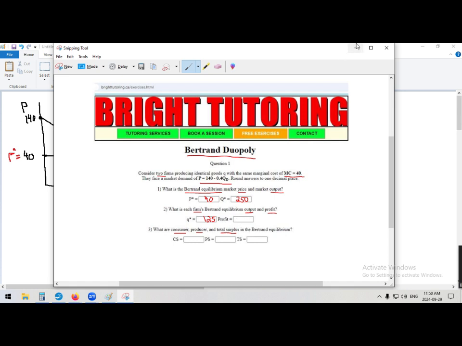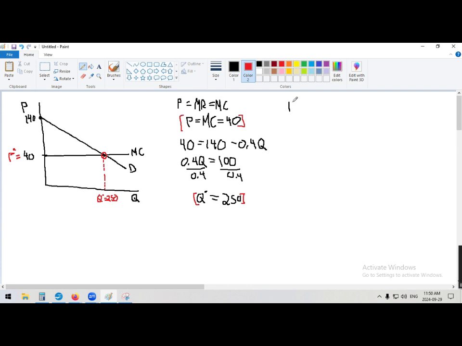And then for profit, we just have to figure out the profit equation. So we go profit, and we say, okay, profit is total revenue minus total cost. And then we have market price of 40 for revenue. The market quantity for each firm is 125. And let's see, for total cost, you just have marginal cost of 40 times each unit, which is also 125. So you see these are the two same numbers. So of course, profit here, it's going to be 0 for each firm.